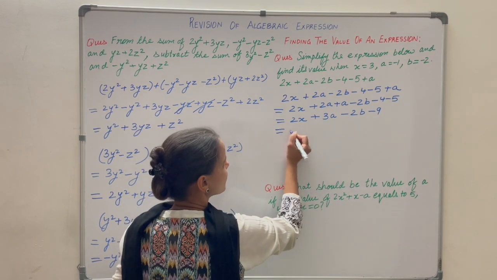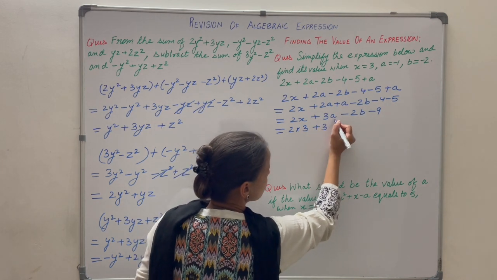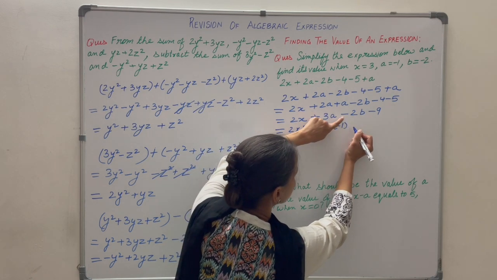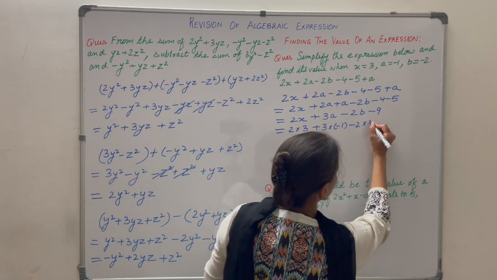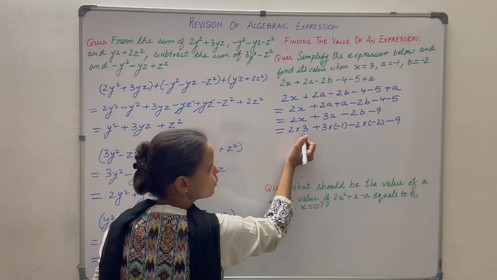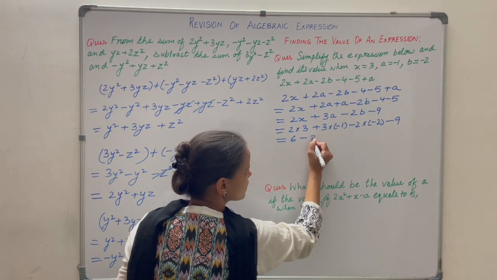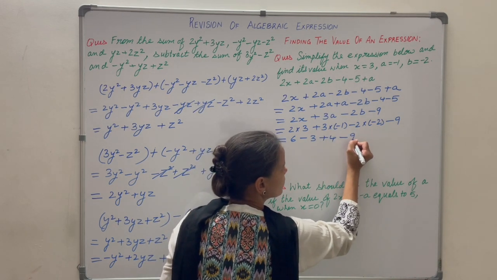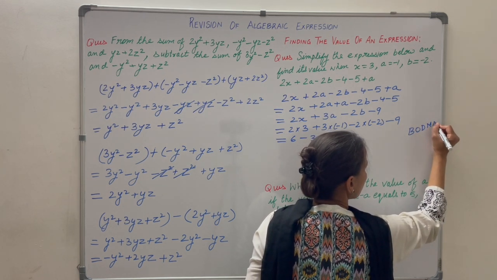So value of x, it is given to you as 3 plus 3. Value of a is minus 1. So this is minus 1 minus 2. Value of b is minus 2. So into minus 2 minus 9. We are writing like that. So 2 into 3 is 6. Plus 3 minus 1 is minus 3. Minus 2 minus 2 is plus 4. Minus 9.